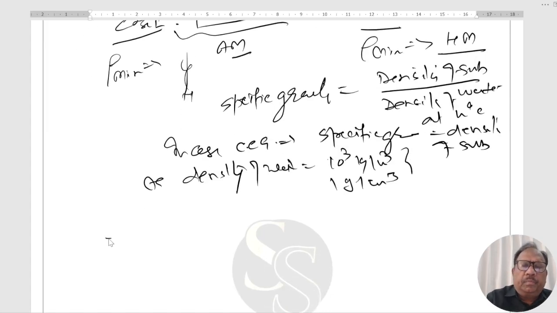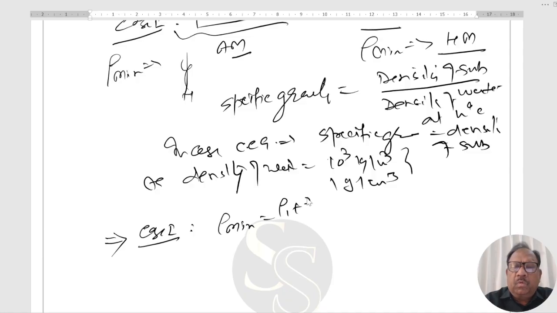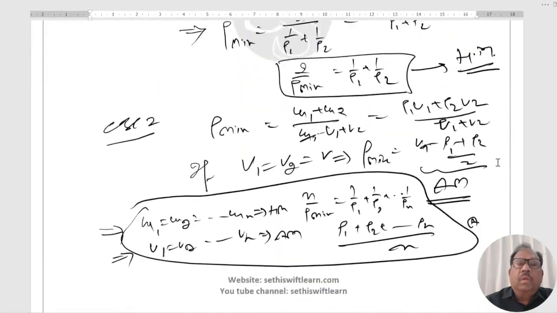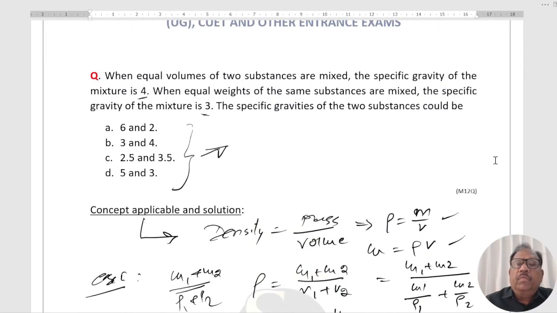Now, first, case 1 is equal volumes. Equal volumes, arithmetic mean. Rho mixture will be rho 1 plus rho 2 divided by 2. That is given to you. That is given as 4.